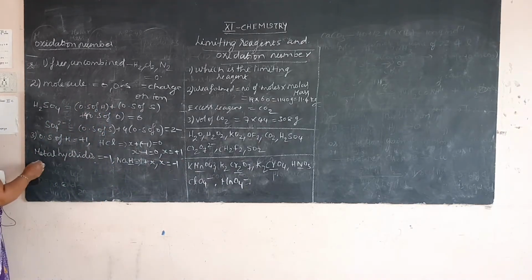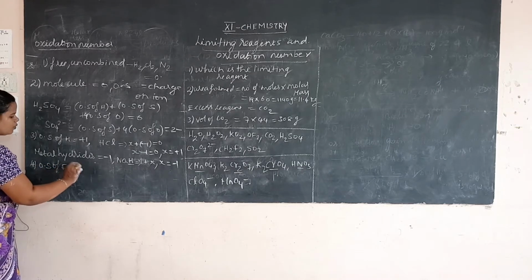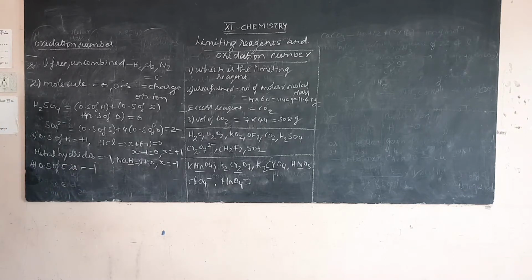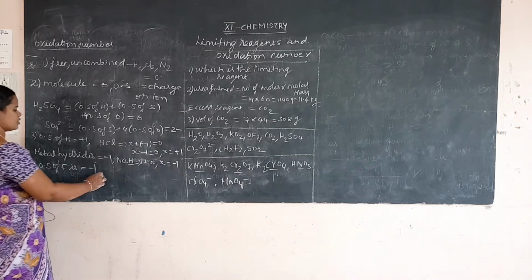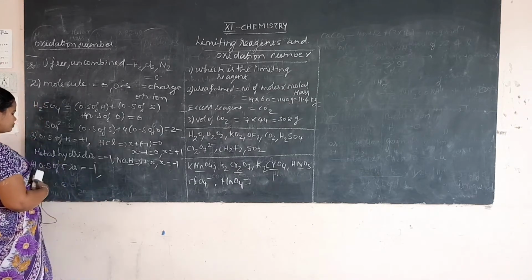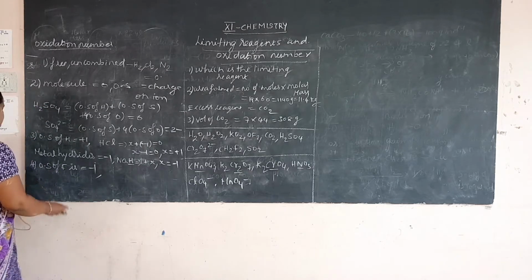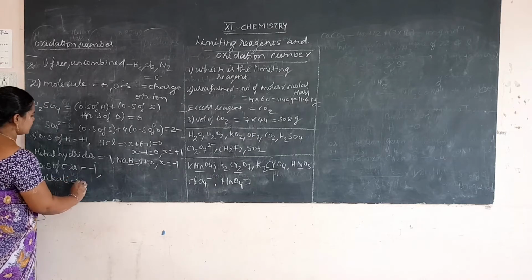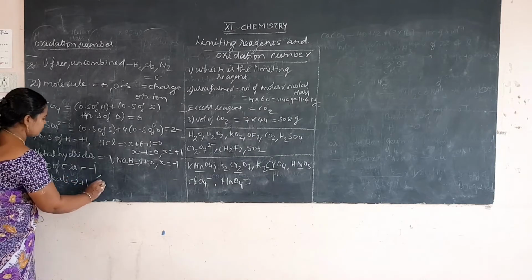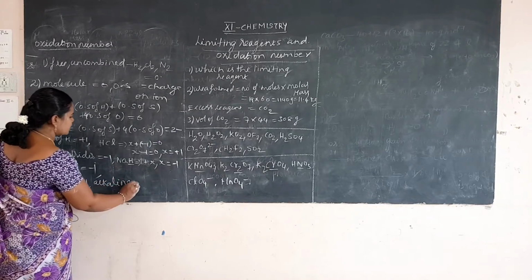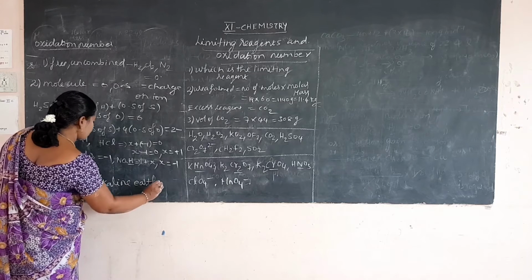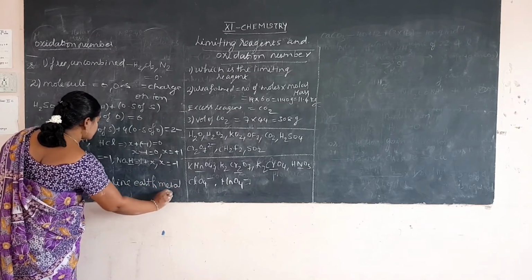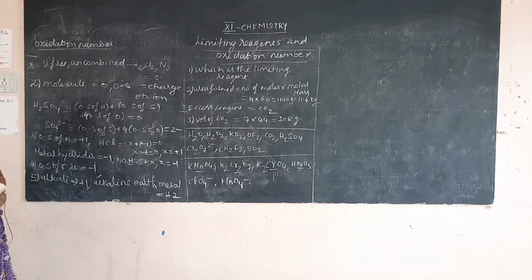Okay, then oxidation number. The oxidation state of F is equal to -1. Oxidation state of halogen will be equal to -1. Okay, then the oxidation state of alkali metal is +1. And then for alkaline earth metal it will be +2.